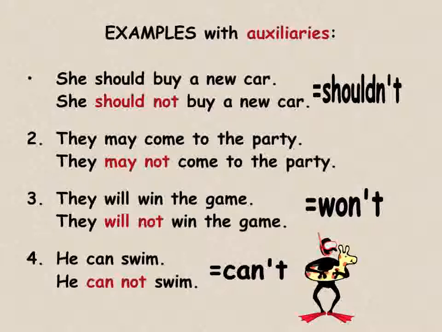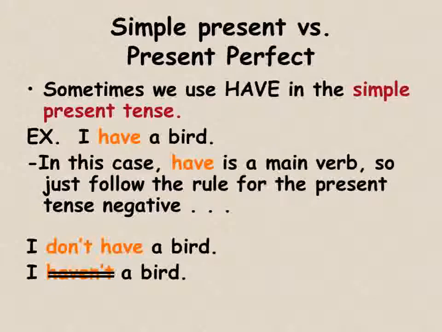Oftentimes, Americans use the contraction forms when they speak. However, may and might are the two auxiliaries that don't usually have a negative form. We prefer to use the full form with may and might. Simple present versus present perfect. This can be very confusing, so hopefully these examples will help you.